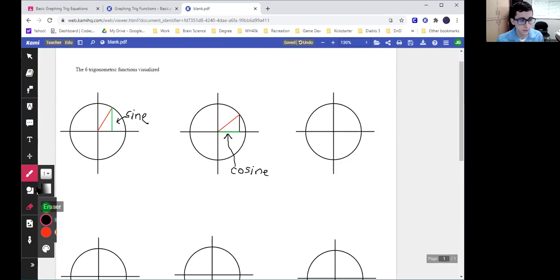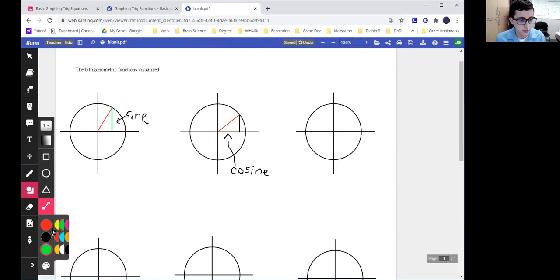So tangent, in order to understand tangent, you have to think of a tangent line. So a tangent is a line that touches the circle in one spot. That's what it means to be a tangent. So if we draw a tangent line here, like this, okay, then this can help us give our tangent measurement.